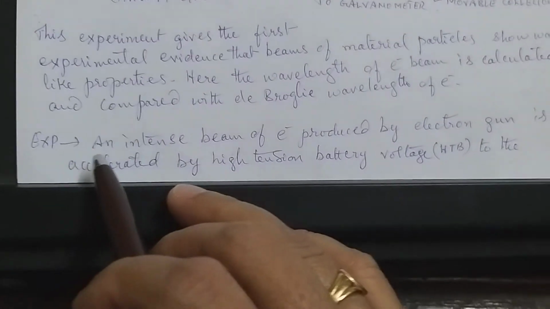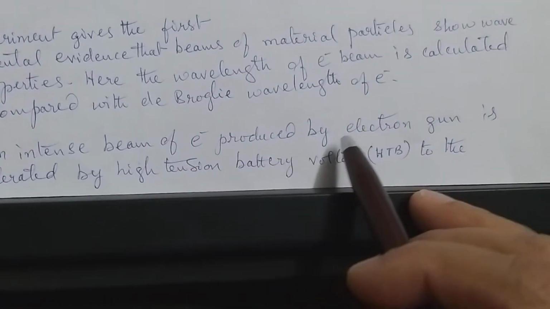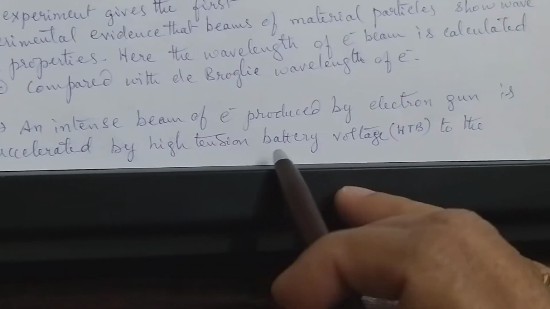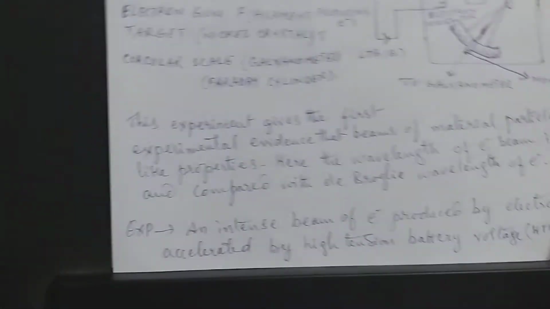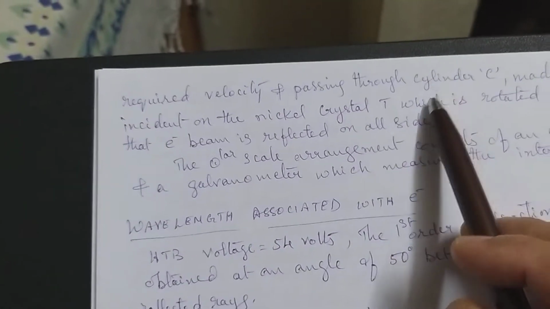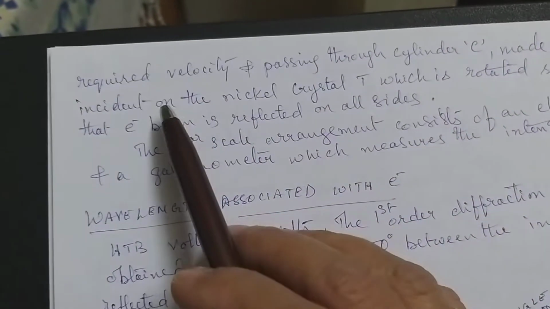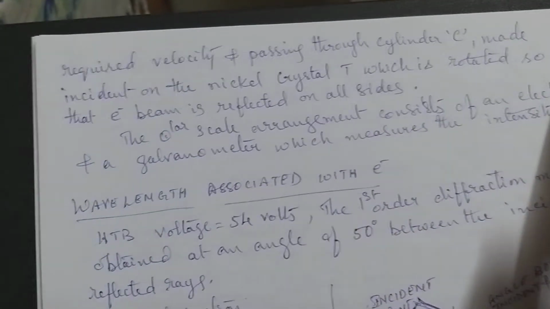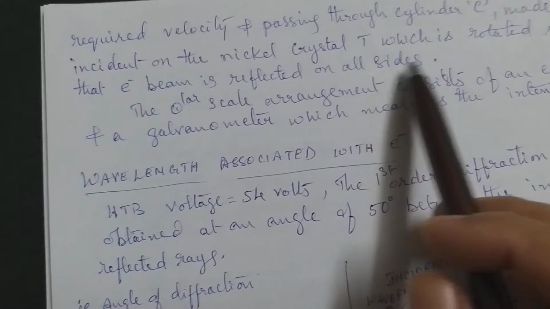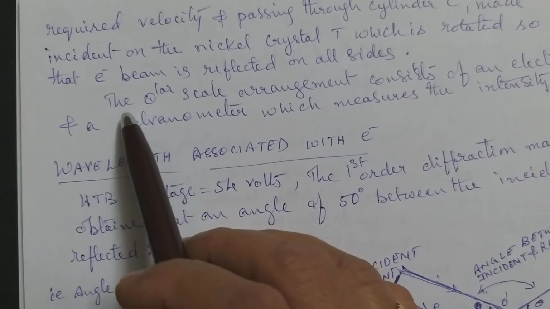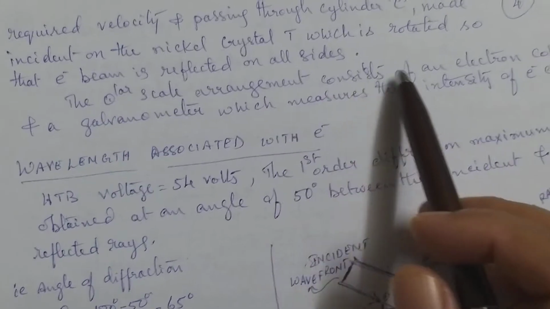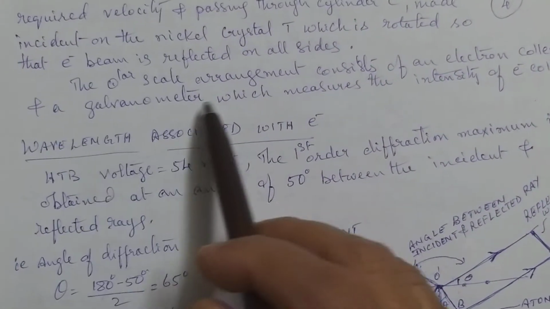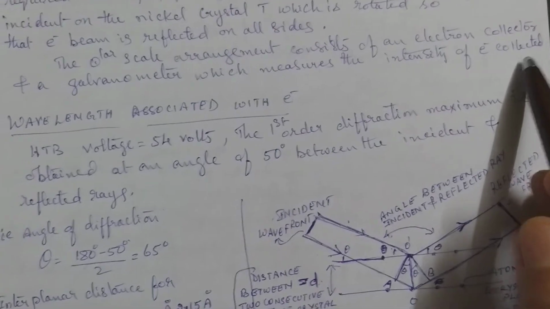Now, what is the experiment actually? An intense beam of electrons produced from an electron gun is accelerated through a high tension battery to the required velocity, passing through cylinder C and made incident on the nickel crystal, which is rotated so that the electron beam is reflected on all sides and falls on the electron collector. The circular arrangement consists of an electron collector and a galvanometer which measures the intensity of electrons collected.